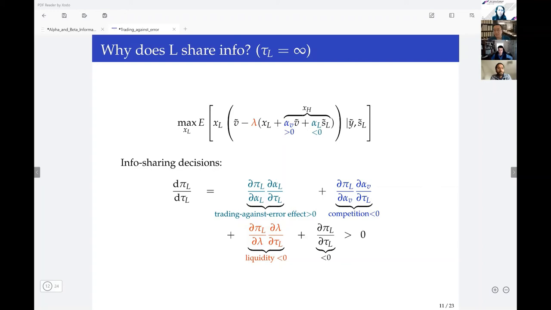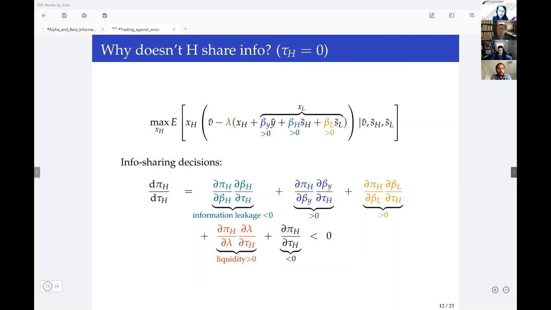For H investor, it's the opposite, because H investor has more information than L investor. When H investor shares information with L, L will treat that information as very precise and trade heavily on it, and L will not trade against H investor's error. So the original intuition, the mechanism, will disappear. That makes the first order derivative negative for H investor, so H investor will not share information.